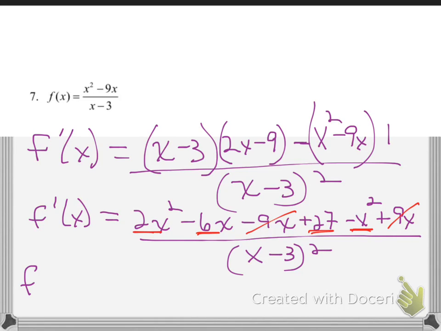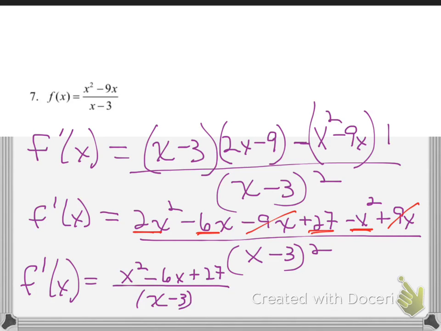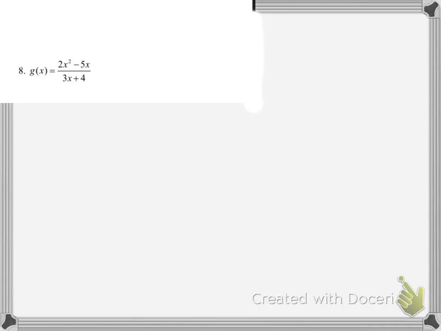Okay, so I have f prime of x equals, so I said 2x squared minus x squared gives me plain old x squared minus 6x plus 27, and I'm thinking quick, is that factorable? And no, it's not really. So I have this as my final answer. So that's your best form right there. And we'll go on to number 7 on the next page. Oops, sorry, I should have said number 8 on the next page.